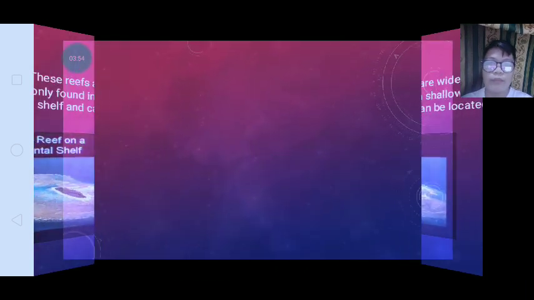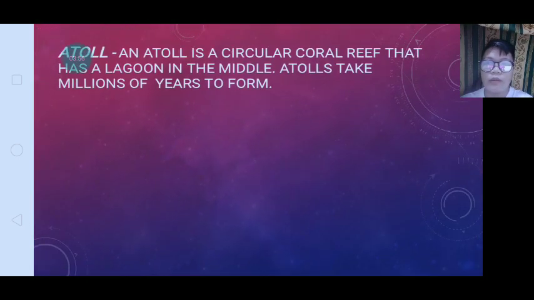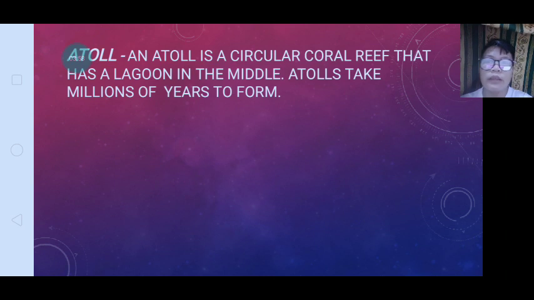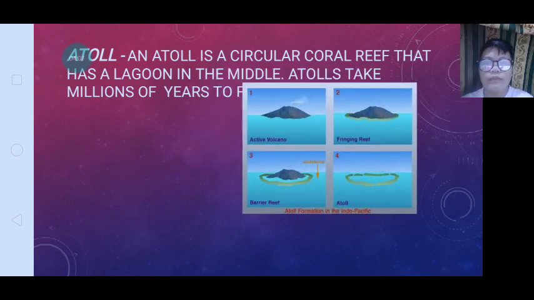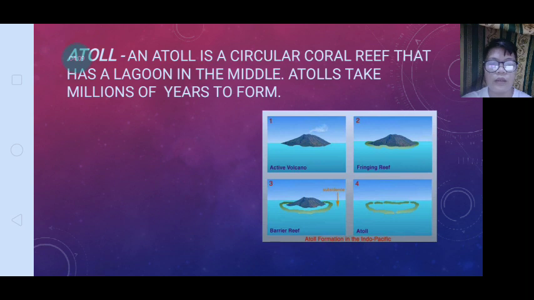The fourth type is called an atoll. An atoll is a circular coral reef that has a lagoon in the middle. Atolls take millions of years to form. Over time, these islands gradually erode below the surface while corals continue to grow. This creates a ring of corals and a lagoon.